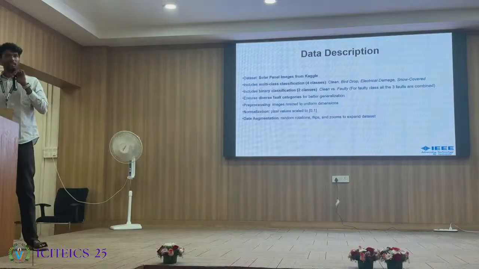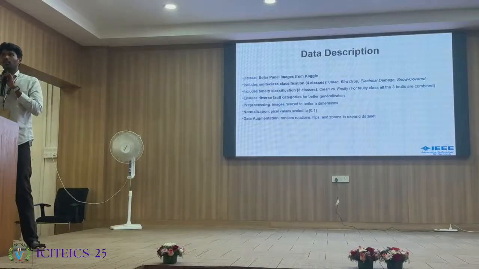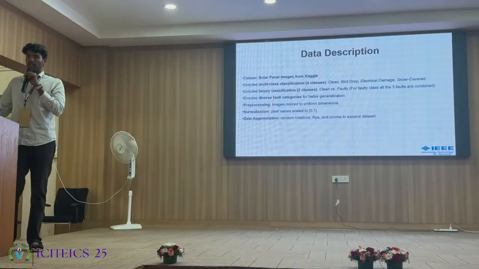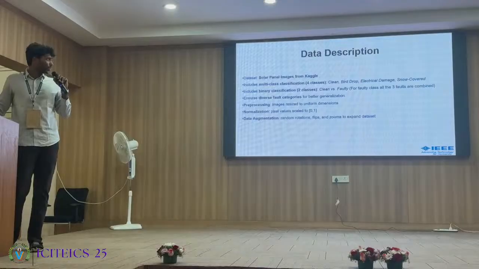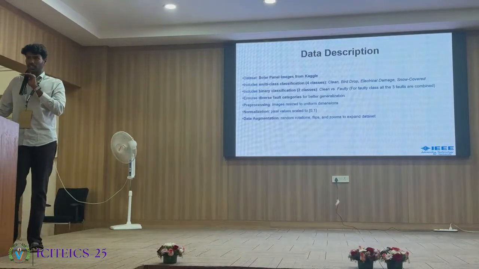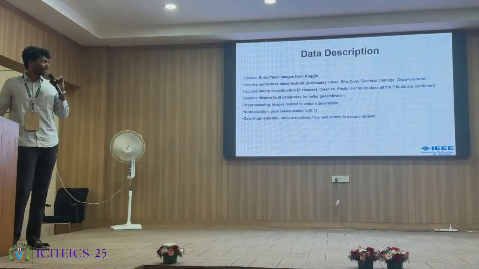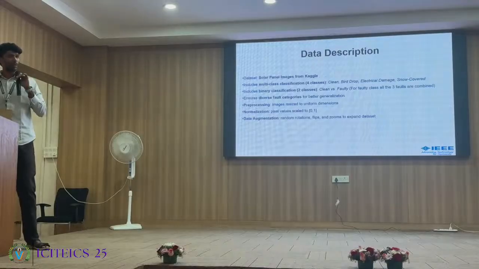This considers a data set of solar panel images from Kaggle. Our data set consists of mainly 4 classes. Those are the clean class, that is the major thing that we are focusing on, and the other 3 defects that we consider: bird drop, electrical damage, and snow cover.